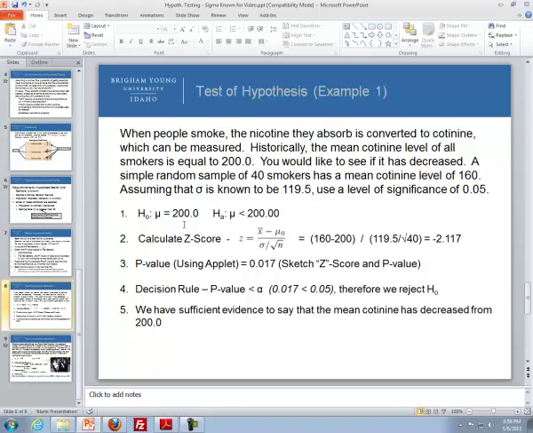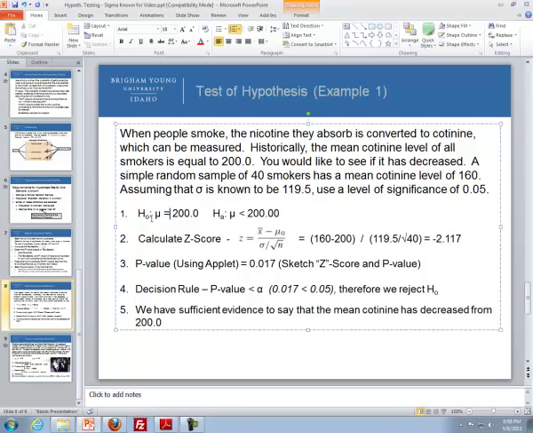So step one is to state the null and alternative hypotheses. The null is that the population mean is equal to 200, because historically the mean cotinine level is 200 micrograms per gram. You'd like to see if it's decreased, so the alternative hypothesis is that the mean is less than 200.